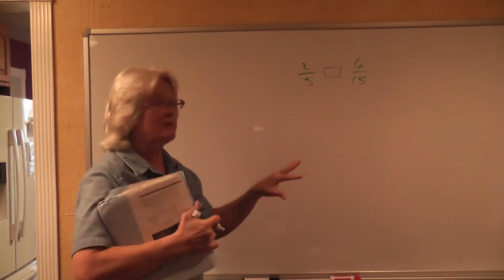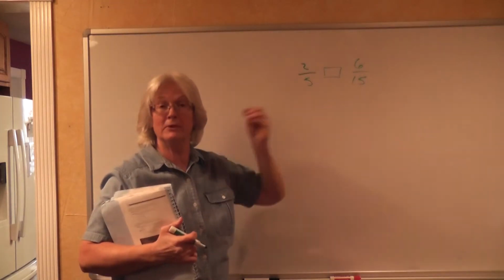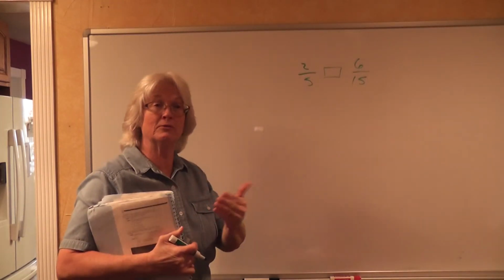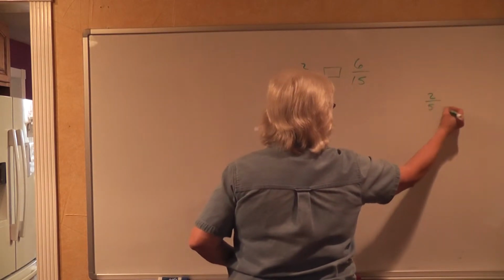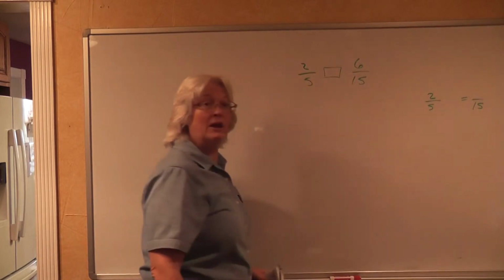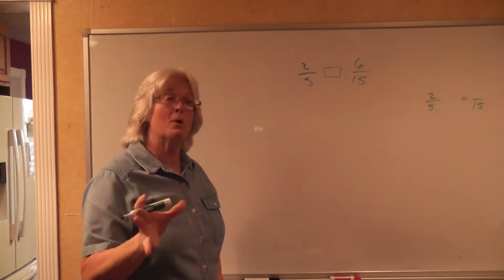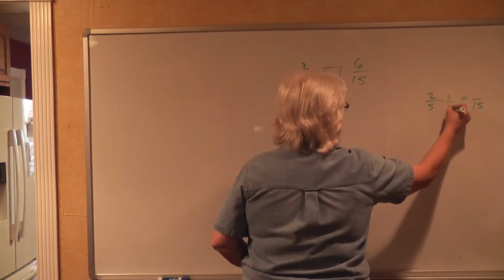Now, what are we going to have that we have to worry about here? We have a 5 and a 15. Our common denominator is going to be 15. How do we change a denominator of 5? How do we rename that? With the denominator of 15, we're going to multiply both the numerator and the denominator by 3/3.